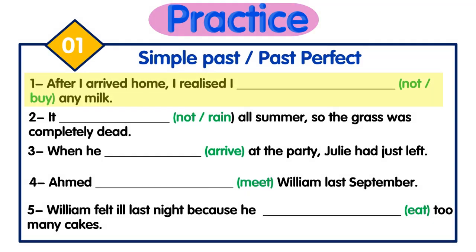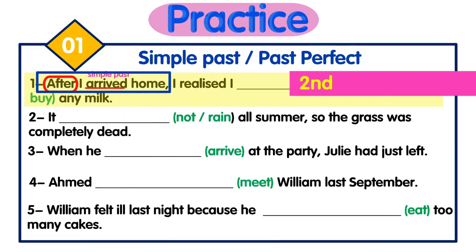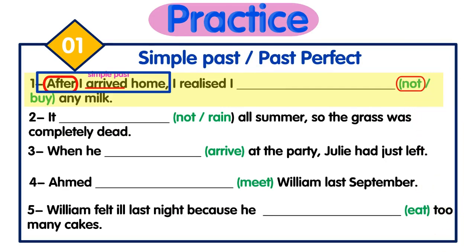In this sentence, we have arrived here, which is in the simple past. And we have also after. So after I arrived home is the second action. So we need to use the past perfect. But here we have not, so we need the negative form of the past perfect, and then we're going to say I hadn't bought any milk.